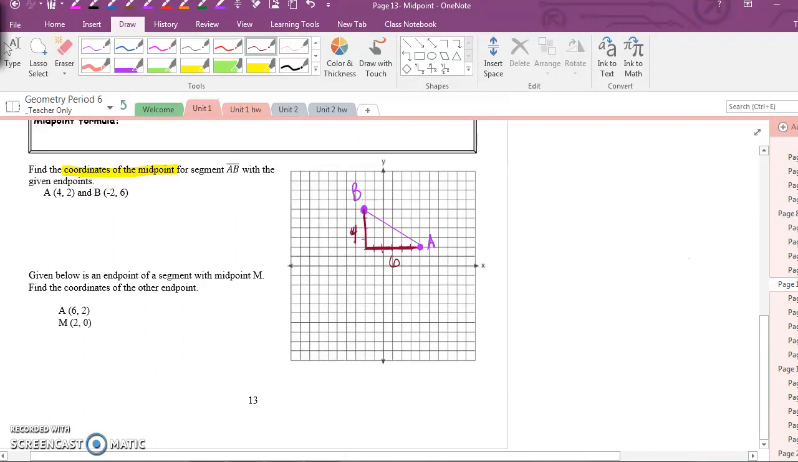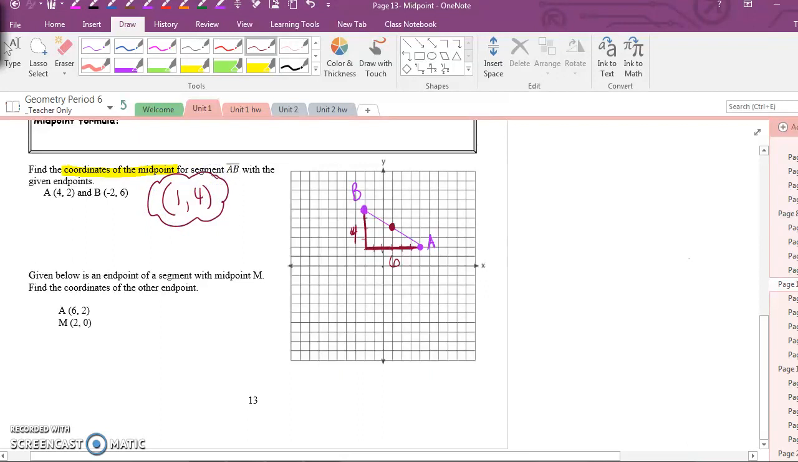So we're going to go left horizontally 3, and up vertically 2. Over 3, up 2. This should be my midpoint right here. Then the question asks for the coordinates of that midpoint, so starting from 0, 0, the x value is 1, 2, 3, the y value is 4. So the coordinates of the midpoint should be 1, 4.